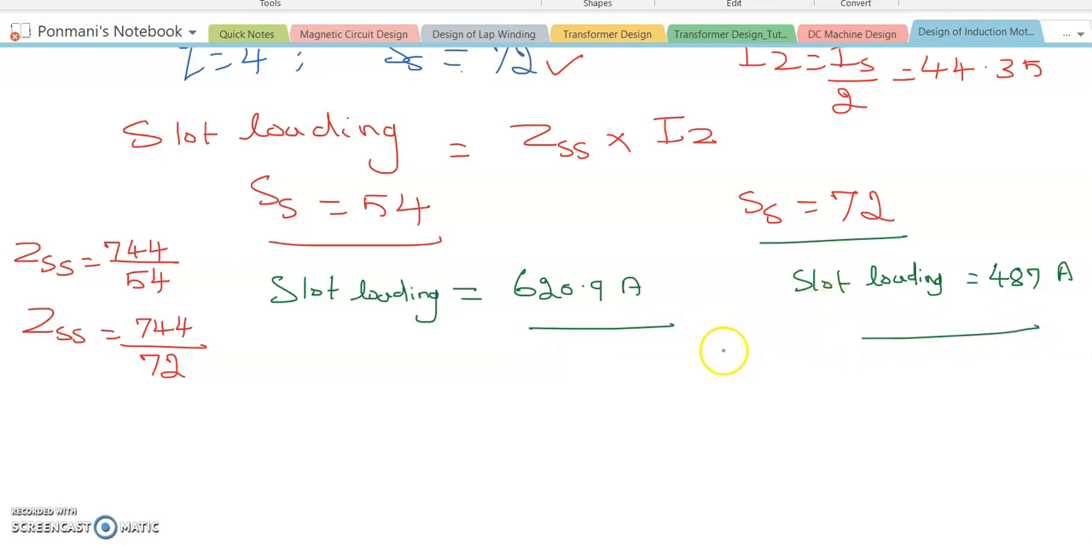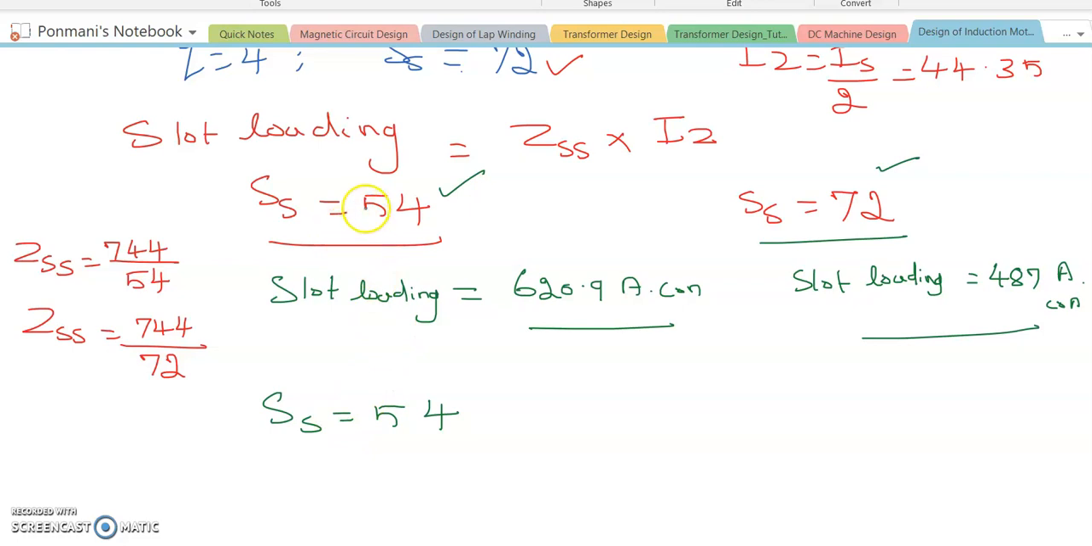Slot loading maximum value is given as 750 ampere conductors. So here also it is ampere conductors, because slot loading is conductors per slot multiplied with this current, so it is ampere conductors. Okay, so it should not exceed 750. Both the values have not exceeded 750, so we can choose any value. So this can be selected or this can also be selected. Now we are going to select SS equal to 54, so we will be finalizing the total number of conductors per slot.